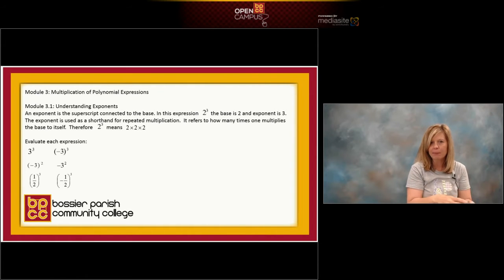You do not take the base and multiply it to the exponent. What you're doing is taking that base and writing it as many times as the exponent says. So 2 cubed means write the base 2 three times and multiply together, and that's why we get a product of 8. This is going to be very important as we proceed.